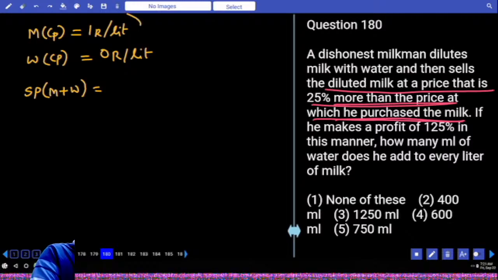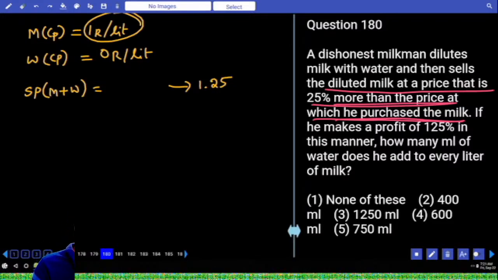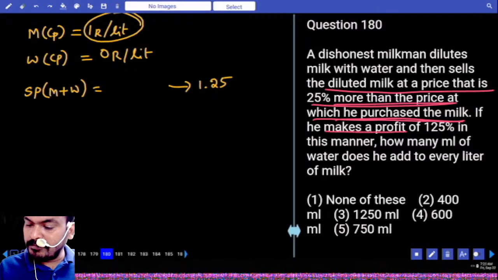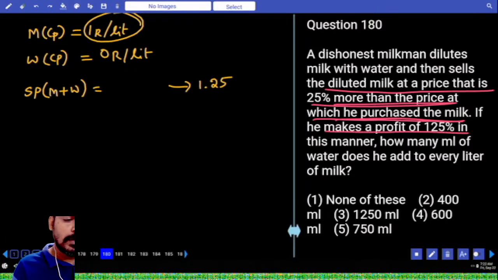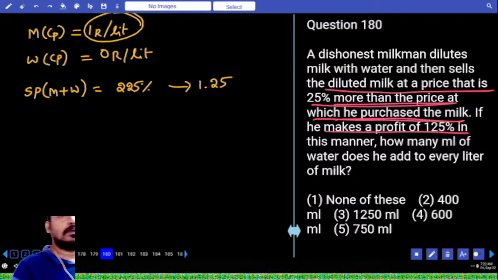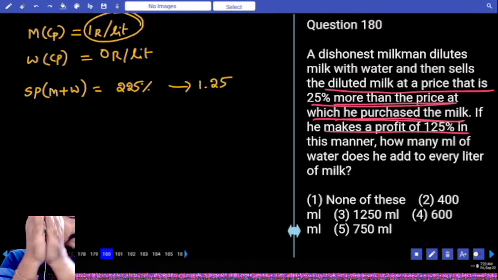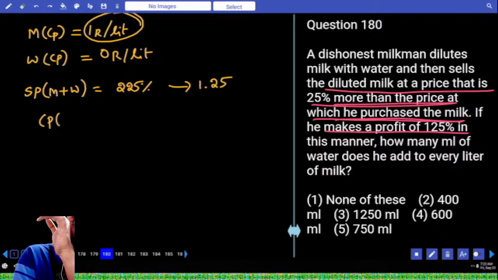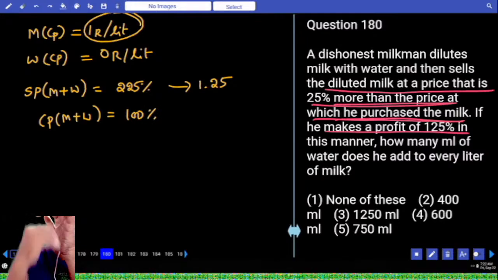Okay. What is the milk price? 1 rupee. 25% more means 1.25 rupees. But he is getting a profit of how much? 125%. 125% profit means selling price of the mixture is how much? 225%. Okay. If we consider the cost price of the mixture as 100%, 125% profit means selling price of the mixture is 225%.